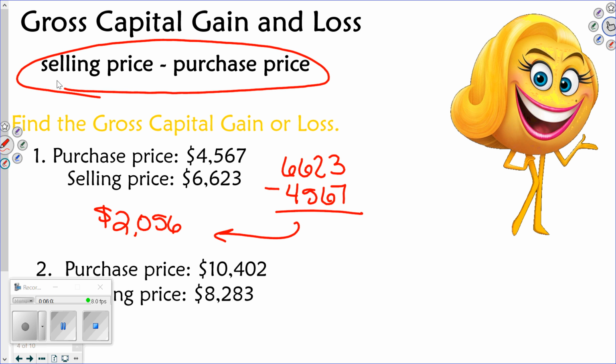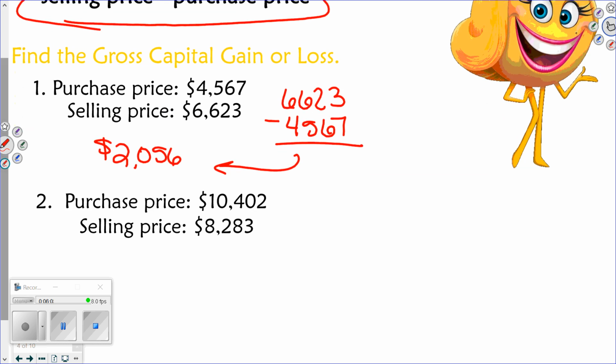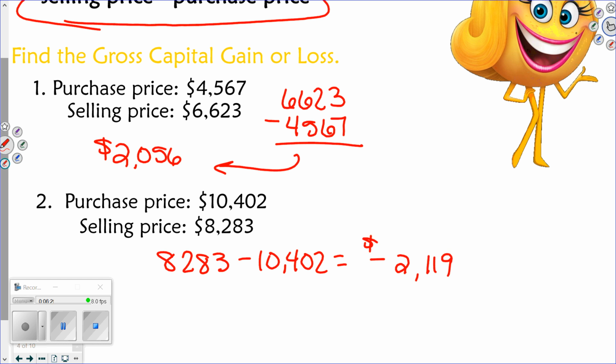All right, so number 2, purchase price, I paid $10,402 and then I sold it for $8,283. That's a loss. So again, you take your selling price and subtract the purchase price. What am I going to get for an answer there? I'm going to get a negative, right? Obviously, if I get a negative, that's a loss. So negative 2,119. Or you could just tell me $2,119 loss. So you can write the word loss, or you can just tell me it's negative. Either way, that allows me to know that it was a loss.